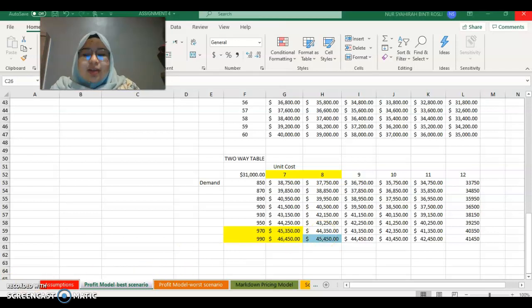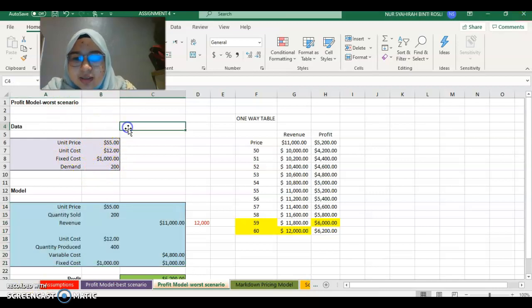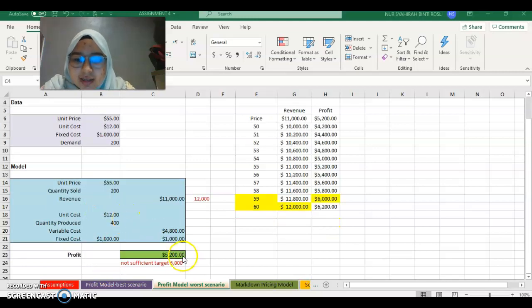It is the perfect amount for the profit. Next is the profit model for the worst scenario. The difference for the worst scenario is only the demand and the quantity produced, and the profit is 5,200.